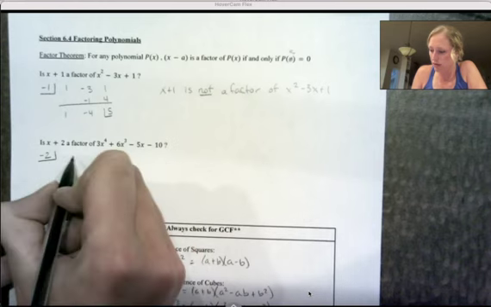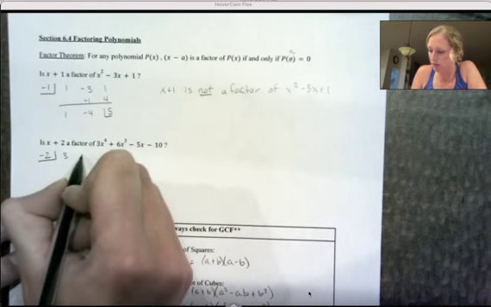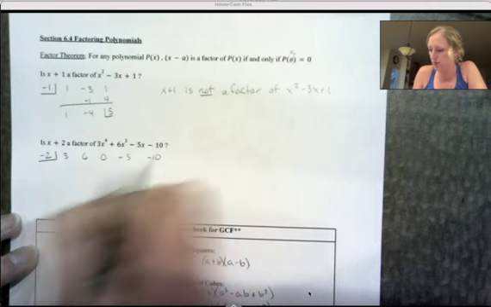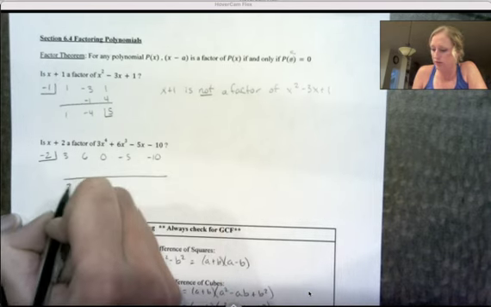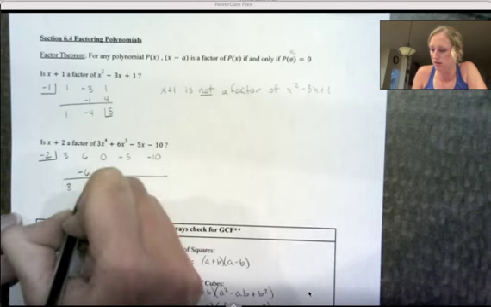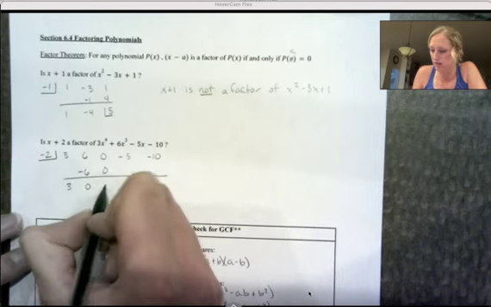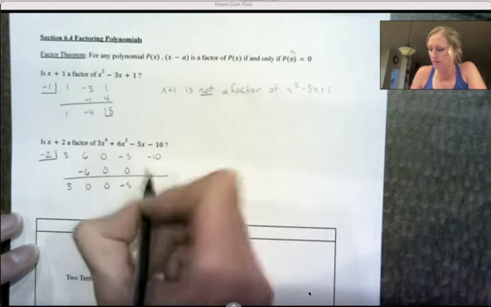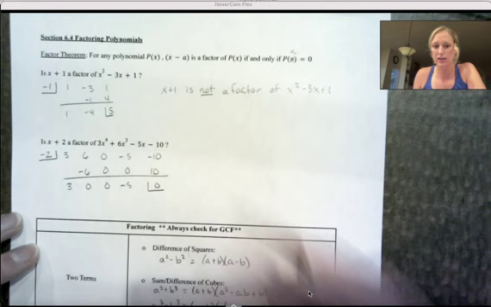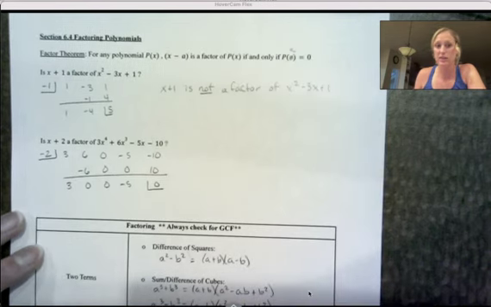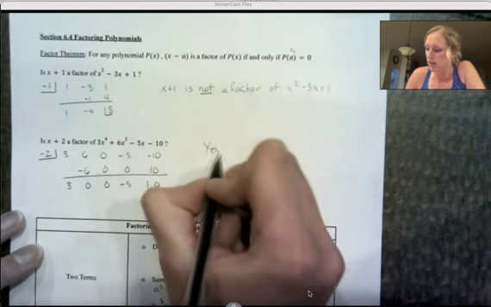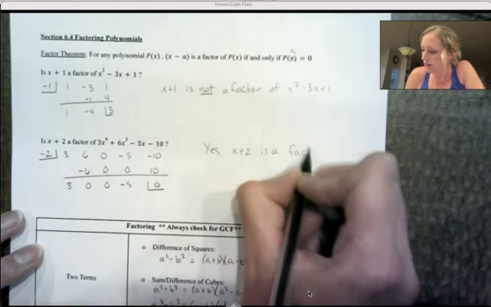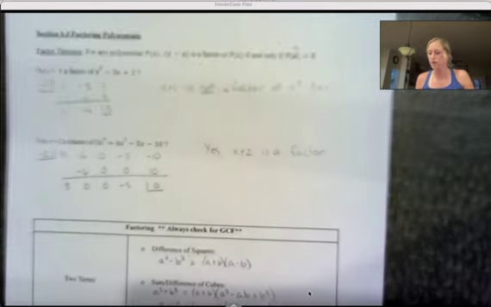Okay, so we have 3x to the fourth, 6x cubed, 0x squared, -5, -10. All right, bring down the 3, multiply, add, -2 times -5 is 10, so we do get a remainder of 0. So this would be, yes, x plus 2 is a factor of this polynomial, okay?